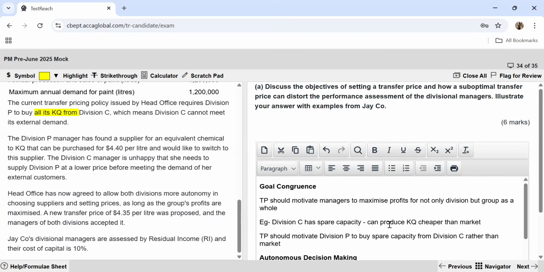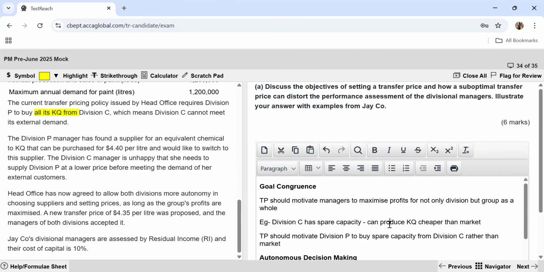Whatever is the goal of the organization, the managers should also be working on the same goal. They should not be prioritizing their own division over and above the entire company as a whole. So the transfer price that you set should be that price which motivates the managers of both divisions to maximize the profits not only for their own division but also for the group as a whole.